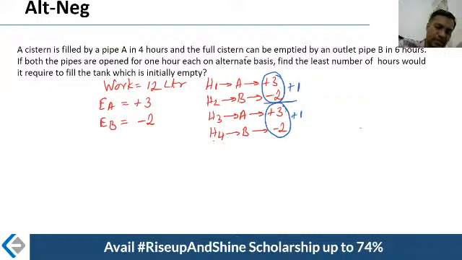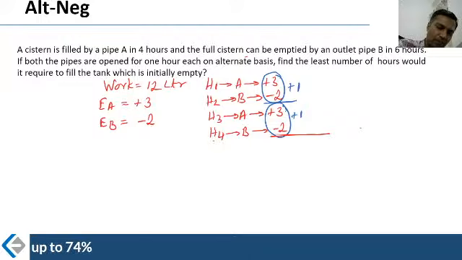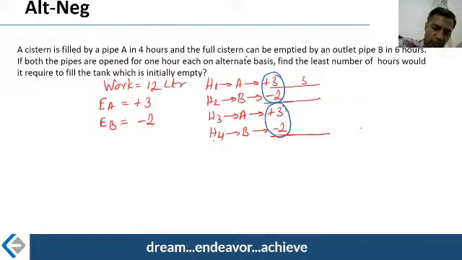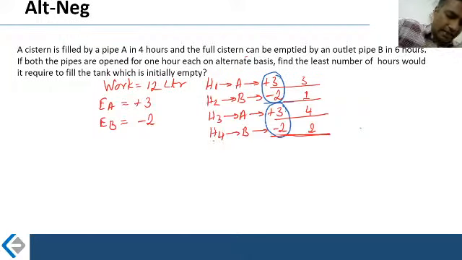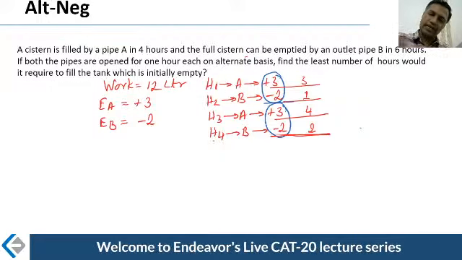But what is the cumulative count? If you want me to write how the cumulative count would look: the cumulative count till here is 3. Till here it is 1. Then 1 plus 3, which is 4. Then 4 minus 2, which is 2. That's the cumulative count, which means at the end of 2 hours you will find 1 liter there. At the end of 4 hours, you will find 2 liters there. No doubt about it. So the numbers I wrote there are the cumulative count.